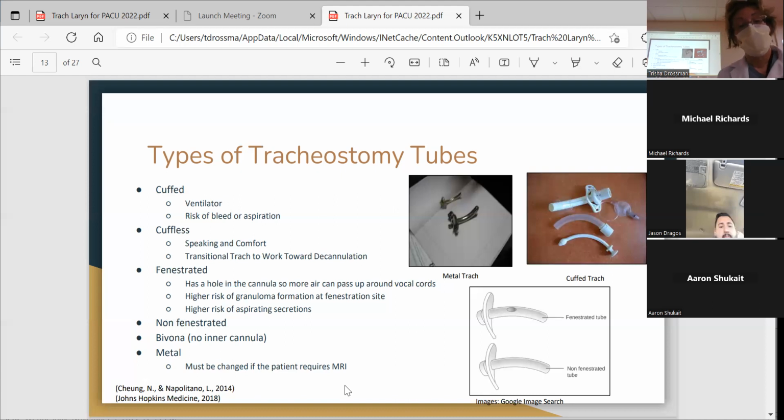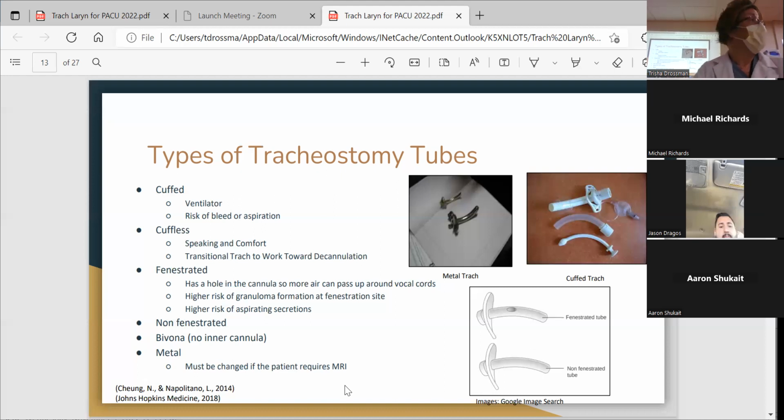Metal trachs, we haven't used as much as we used to. They're nice because they're much more low profile. They don't stick out as much, and they're more comfortable for the patient. They're stainless steel, and they do have a removable inner cannula. You can even cap them, but you can't hook up an ambu bag to them. We usually have to swap them out for a traditional Shiley. And you can't go to MRI with a metal trach because of the metal.